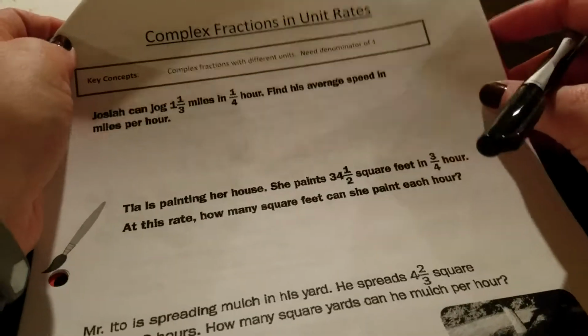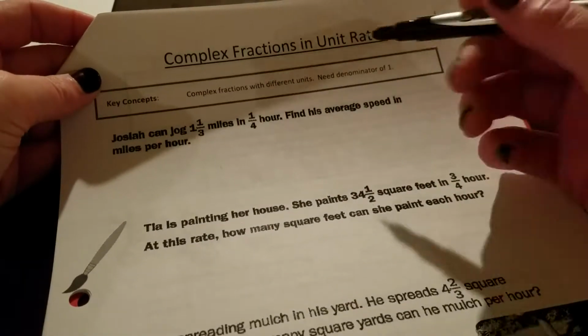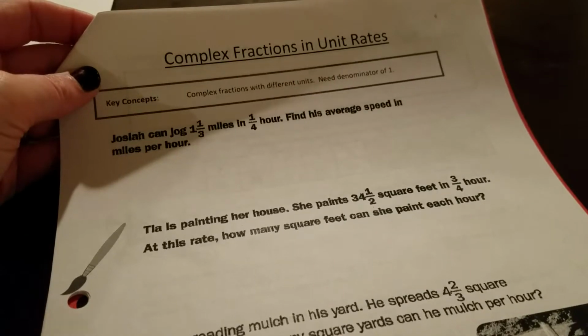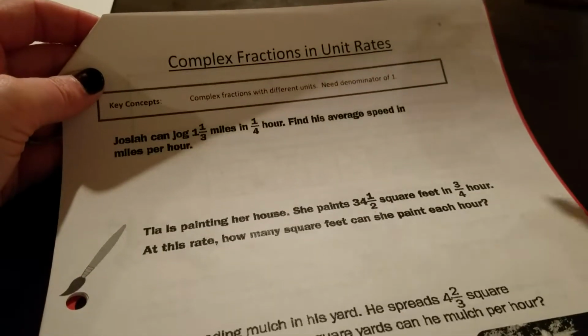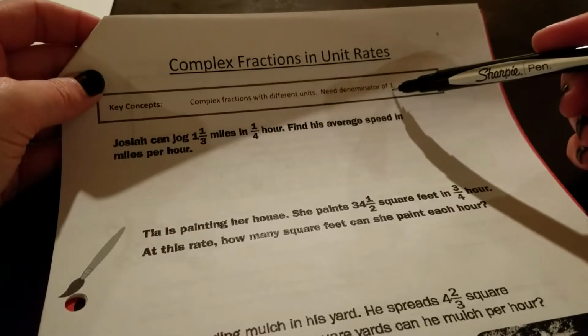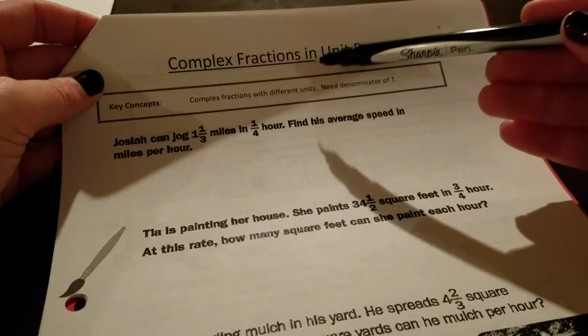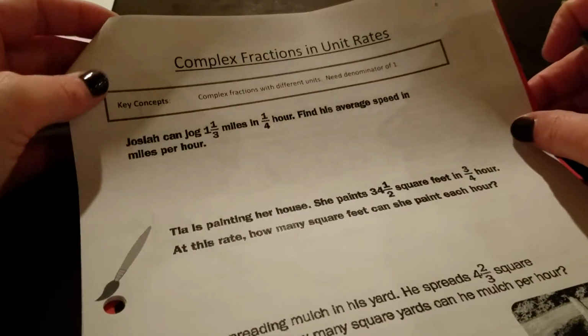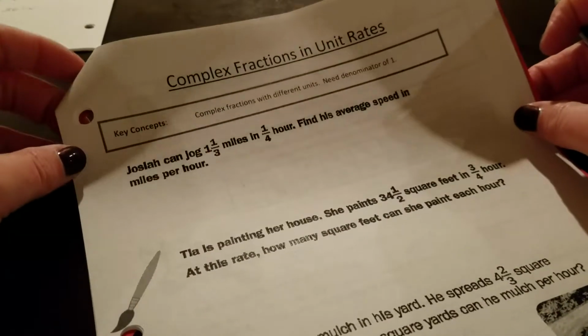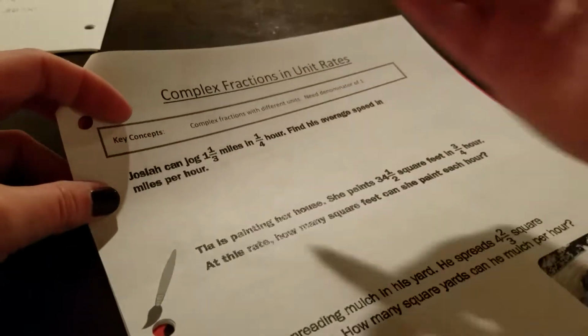Last little bit along with this lesson is complex fractions in unit rates. Complex fractions have different units here. We need our denominator of 1. So it's still basically finding a unit rate. We're still going to be dividing to get that denominator of 1. The only thing is it's going to have fractions in it now. So Josiah can jog 1 1/3 miles in 1/4 of an hour. Find his average speed in miles per hour.